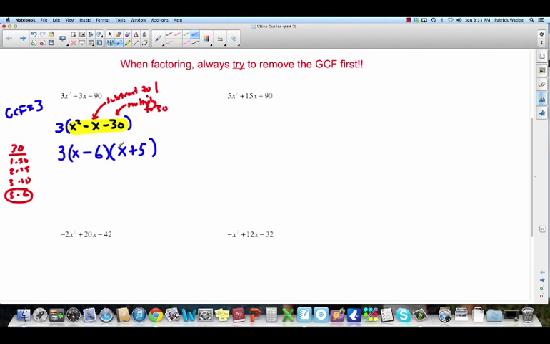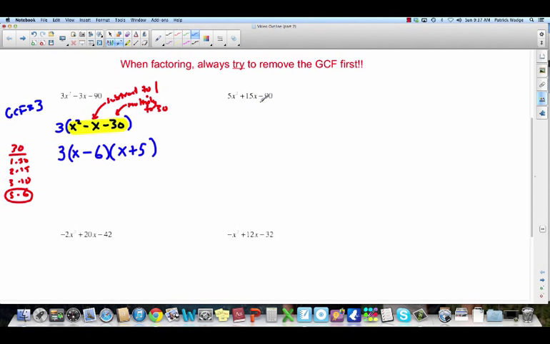In this case, there are 3 factors. There's 3, x minus 6, and x plus 5, and you need to include them all. And that's what you're looking for in every one of these questions. You want to look for a greatest common factor, take that out first, and then factor the rest. Now remember, you won't always be able to take out a greatest common factor, usually, but in today's work you probably will. So let's keep going.